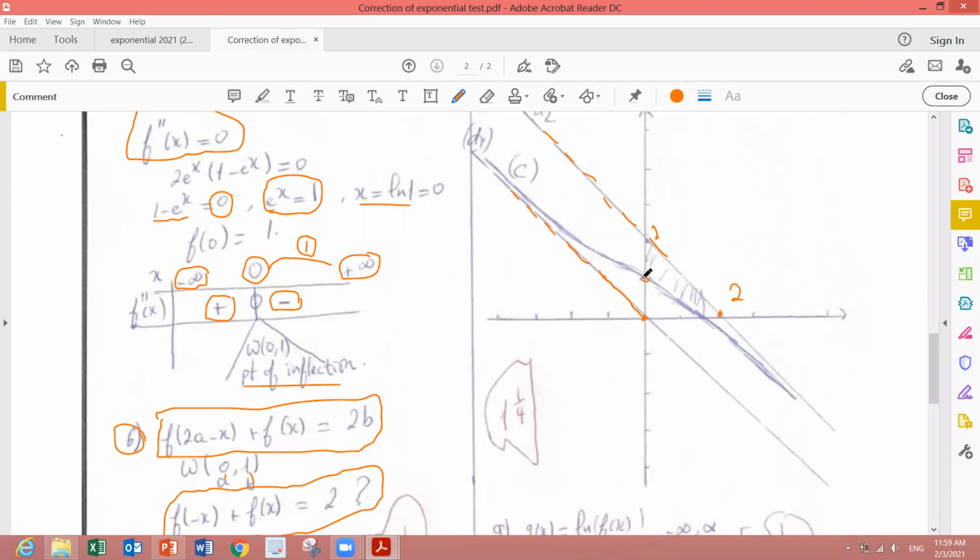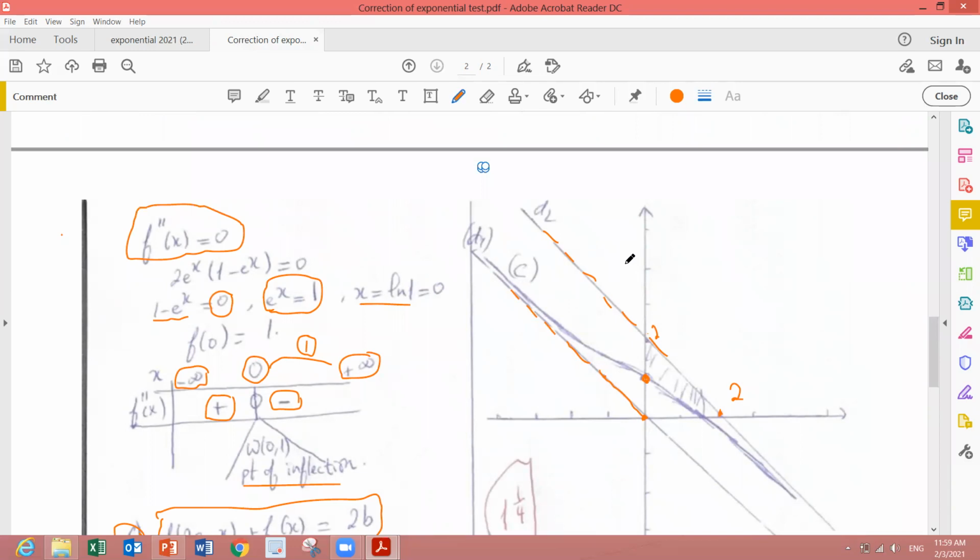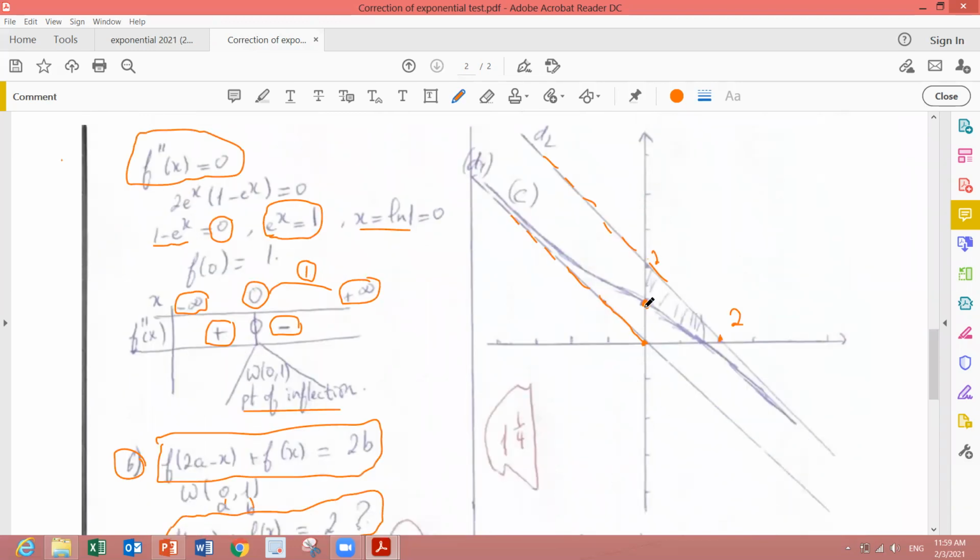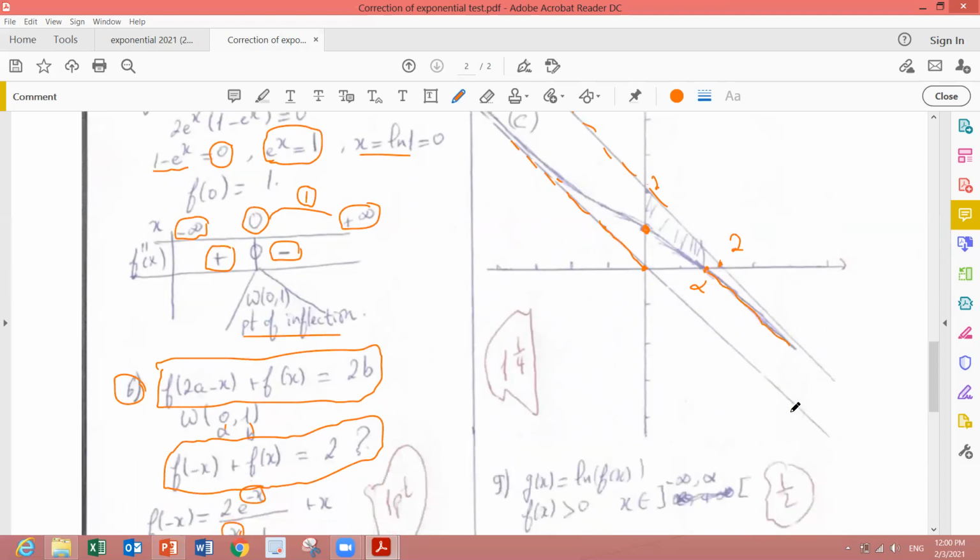We have the point W, of coordinates (0, 1), which is a center of symmetry. So at minus infinity, D1, not D2, D1 is an asymptote and C is above D1. It is decreasing. It cuts the x-axis at alpha between 1.6 and 1.7. Then it goes near the second oblique asymptote D2.